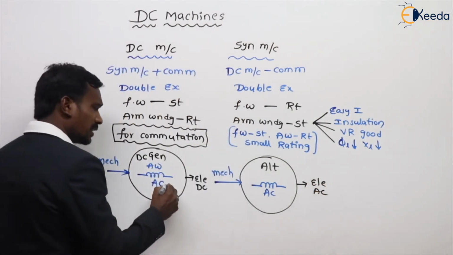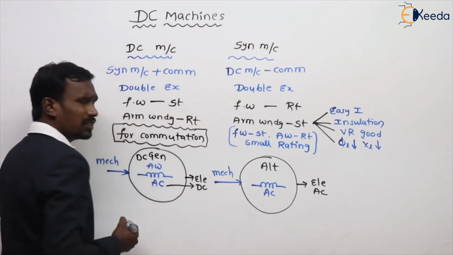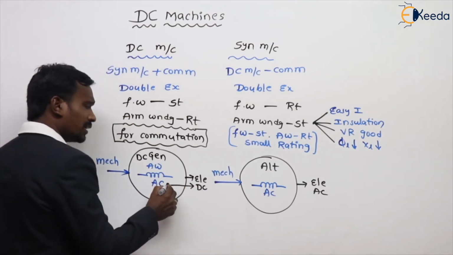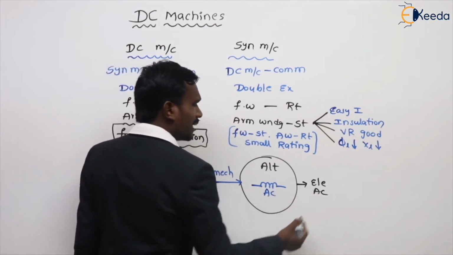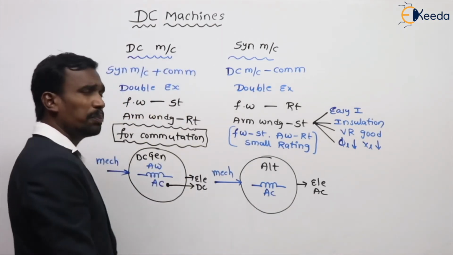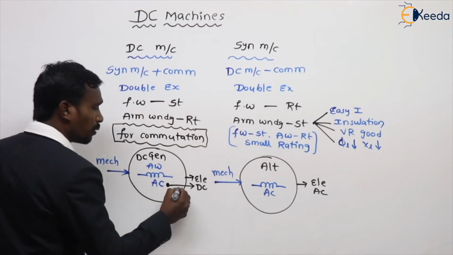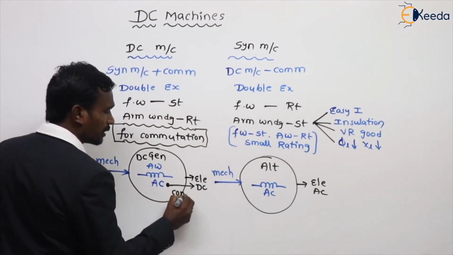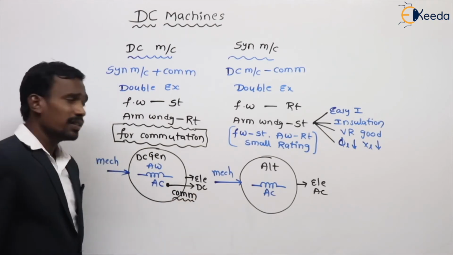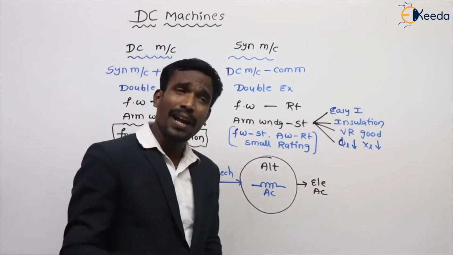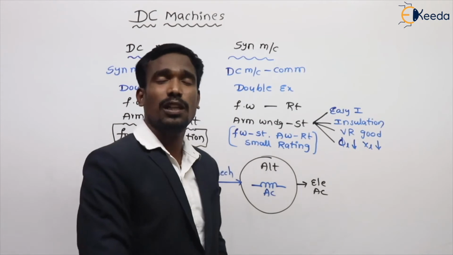Sir, here it is DC, but here the output is... Actually, the generated voltage is AC, but the output is DC. See here, AC and AC, there is no problem. But how is it possible? This is possible due to the commutator. This process is called commutation. This process is the main part of DC machine operation.